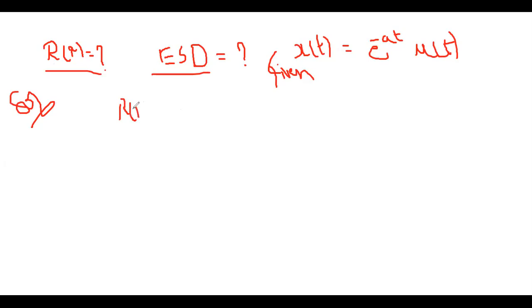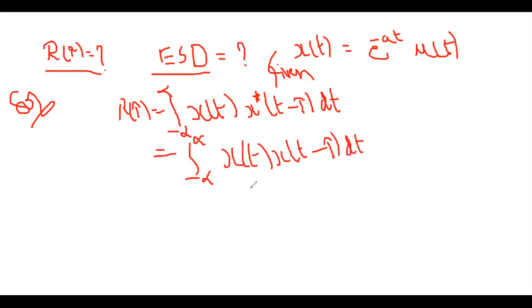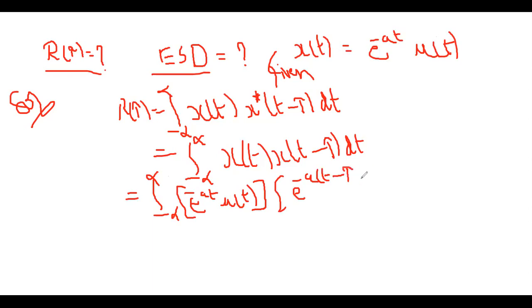So what was the autocorrelation function formula? R of tau is equal to integral minus infinity to infinity x of t x star of t minus tau dt. Okay, this is the definition for the autocorrelation function. And if it is real, minus infinity to infinity x of t x of t minus tau dt. Okay. What is x of t given? Integral minus infinity to infinity e power minus at mu of t, as x of t, we can substitute. And x of t minus tau is e power minus a times t minus tau, and mu of t minus tau as the second signal, and the dt.